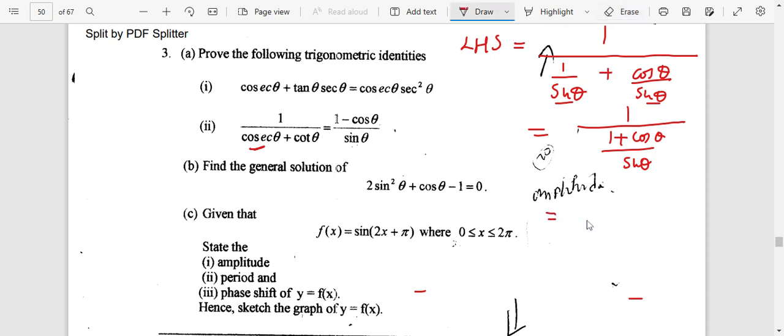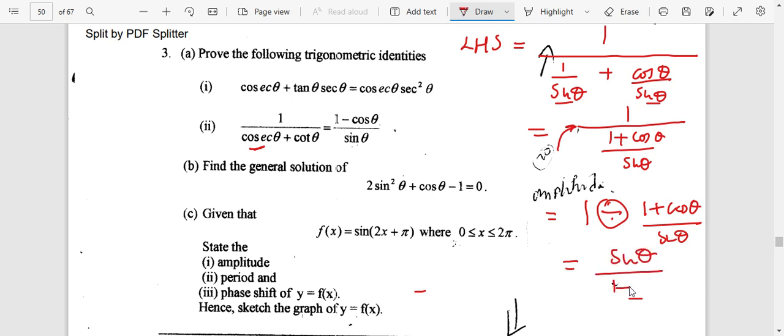Now from here we said we can also write this as 1 on top, divided by 1 plus cos theta divided by sin theta. If I change this into multiplication, we're only going to have sin theta on top, and then down we're going to have 1 plus cos theta. Is this okay here?